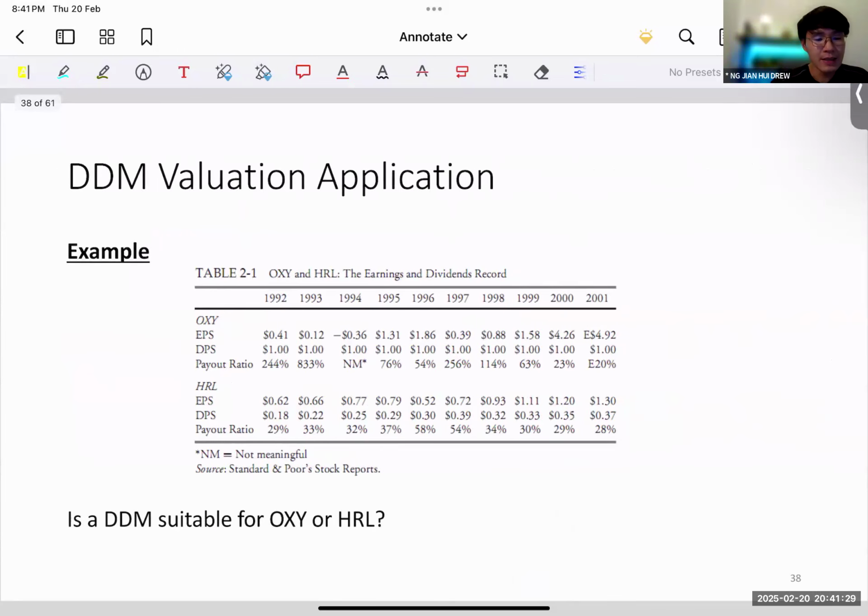Okay, so we do have one very short application question here, right? So we do have two firms, OXY and HRL. Okay, so for these two firms, we do see the dividend per share, DPS, here, right? The question, which firm can we use dividend discount model and why?